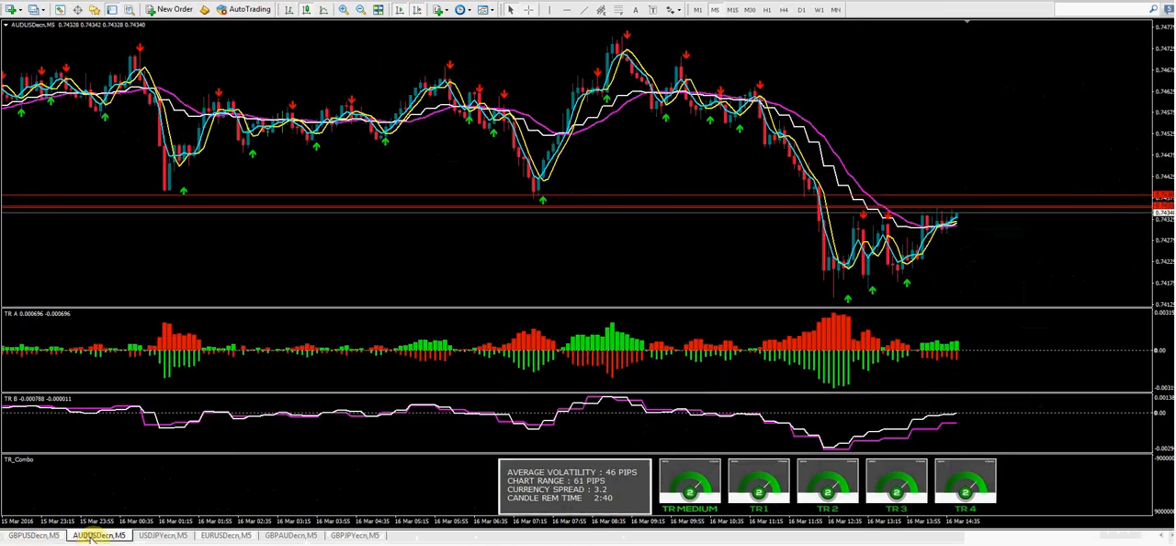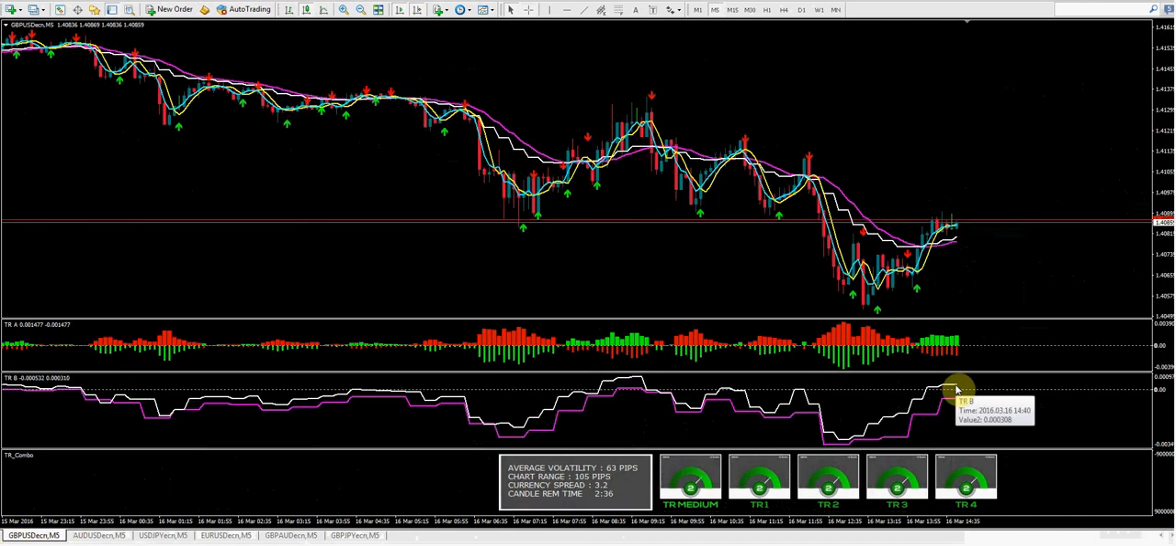Let's see what else is going on here. Still waiting on this to get above zero. Need that purple line to get up there.